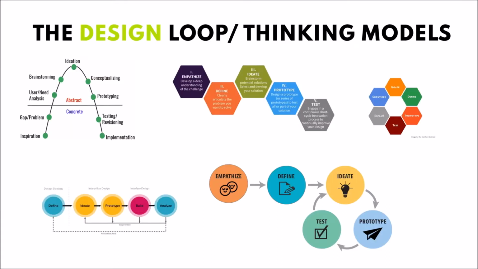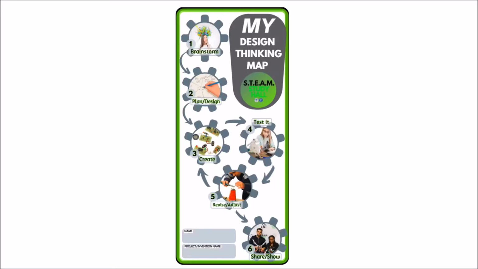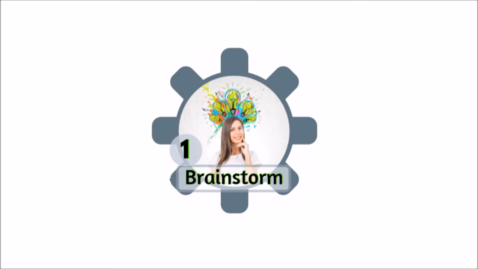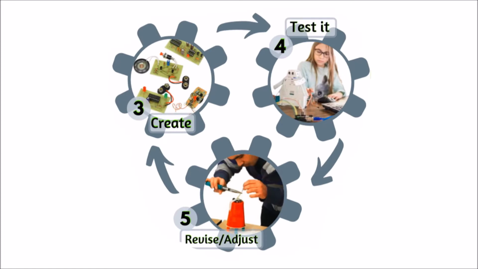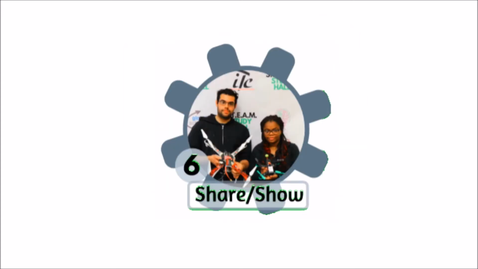As you can see here, there are many renditions of the design thinking loop in thinking models. Here is a student-friendly model of the design thinking loop or map often used in BPS IT, adopted from the Global Scholars Program. The process involves brainstorming, planning and designing, creating, testing, revising, repeat, sharing, and showing your product.